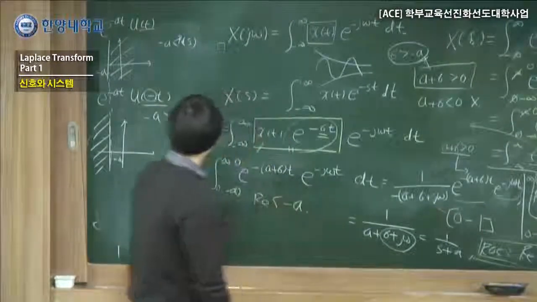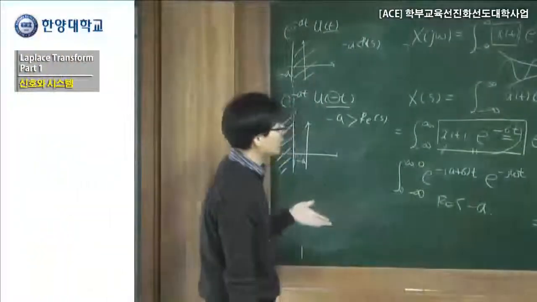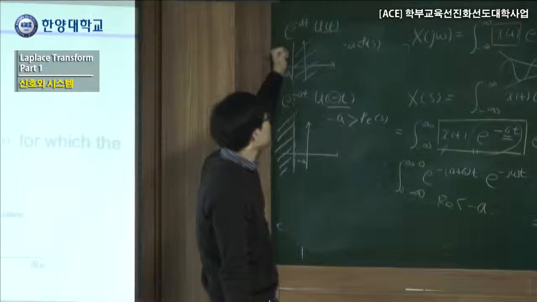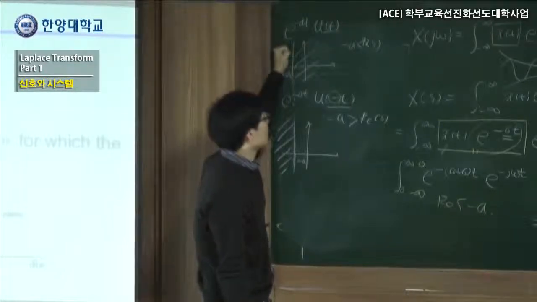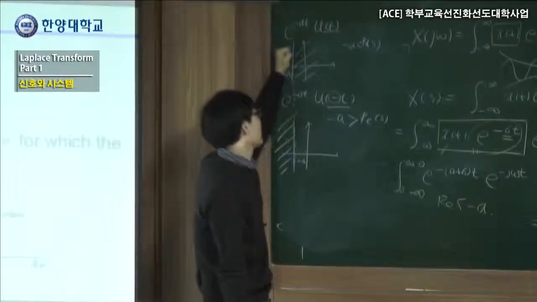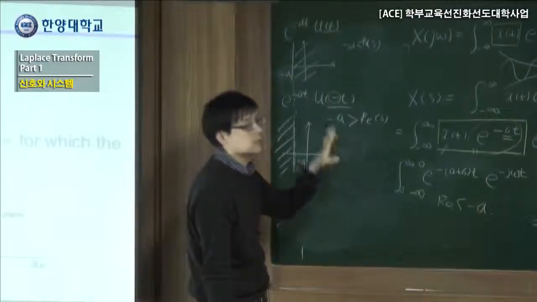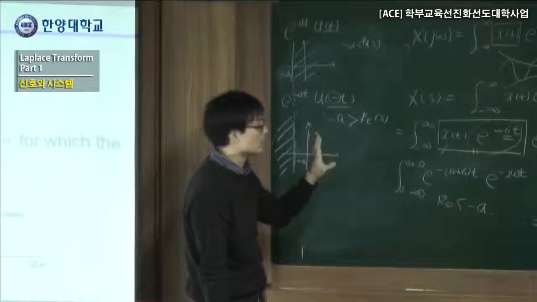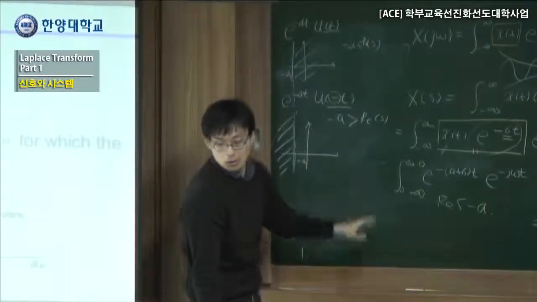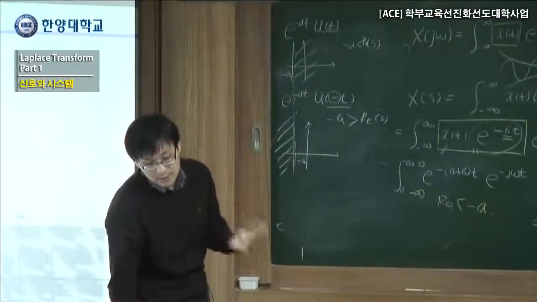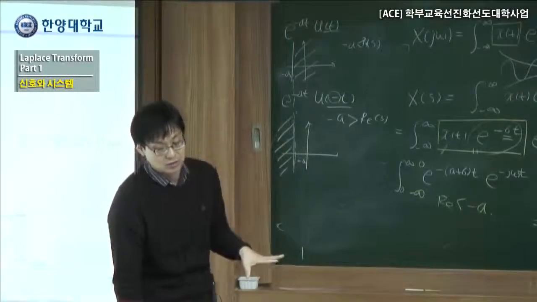What we see here is that the result is not quite different. The only difference probably comes from the fact that this one has real part larger than minus a, and this part has real part smaller than minus a. For the simplest case, we can see it in the example. And next, we talk about several different combinations.